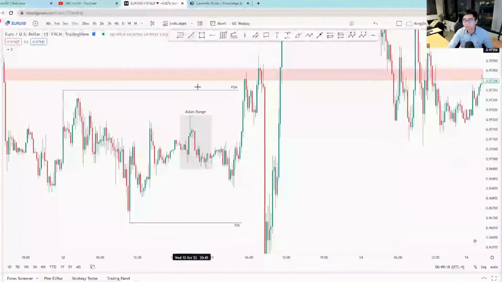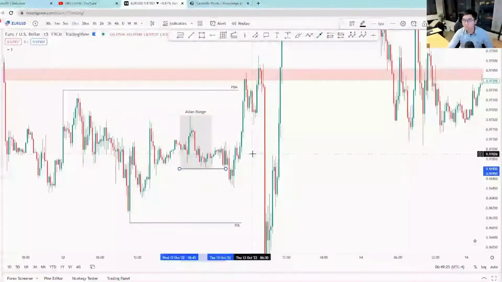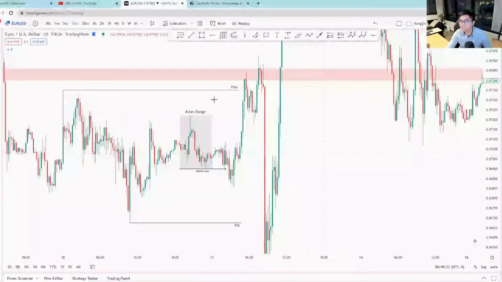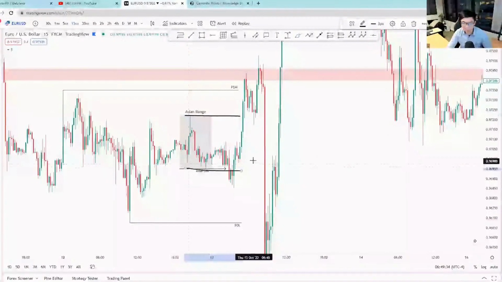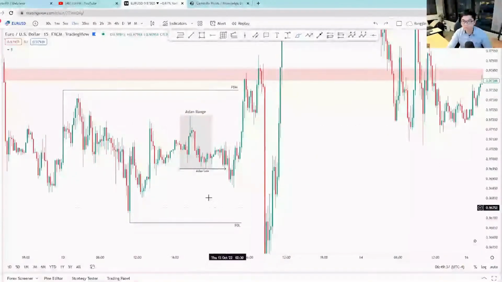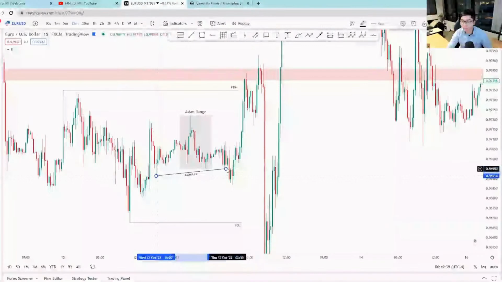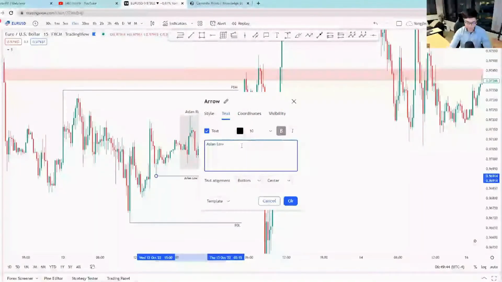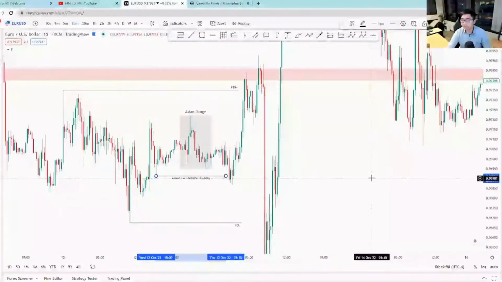So from 2 a.m. onwards, what do we have here? Price, what did price clear? Price cleared the Asian low. I like to wait for the Asian session to be cleared, either the high side or the low side. So marking this out, we can say the Asian low got cleared, Asian low plus sell side liquidity. So this area got cleared.